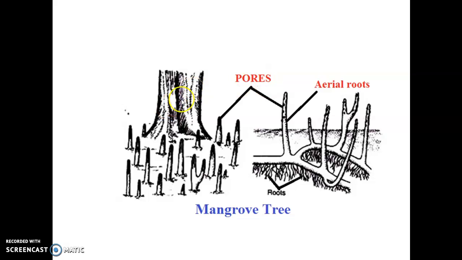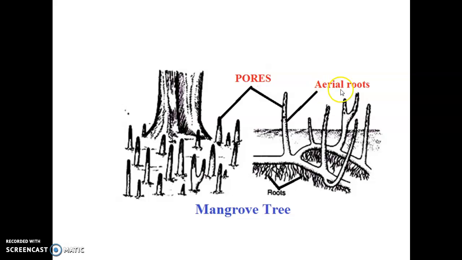One more time, see, this is a mangrove tree growing in the swampy area. The normal root that grows in the swampy area will not be able to perform the exchange of gas. So for this, the mangrove tree shows a special type of adaptation in which it grows roots in the upward direction. So this root is also called the aerial root.